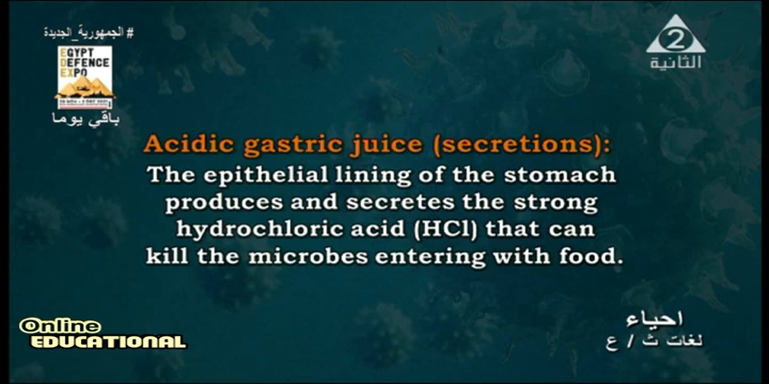What is acidic gastric juice? Acidic gastric juice is found in the stomach, with the help of hydrochloric acid, which kills any microbes entering with the food. Also, when you eat some types of food that contain bacteria in a small amount, gastric juice can kill the bacteria.